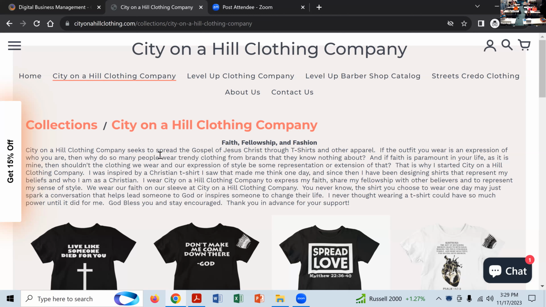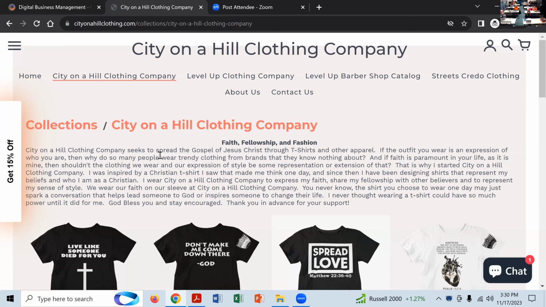I was inspired by a Christian t-shirt. He's telling his origin story. I saw that made me think one day, and although he could have been more specific, made him think what? Made him feel what? And since then, I've been designing t-shirts that represent my beliefs and who I am as a Christian. I wear City on a Hill Clothing Company to express my faith, share my fellowship with other believers, and represent my sense of style: faith, fellowship, and fashion.